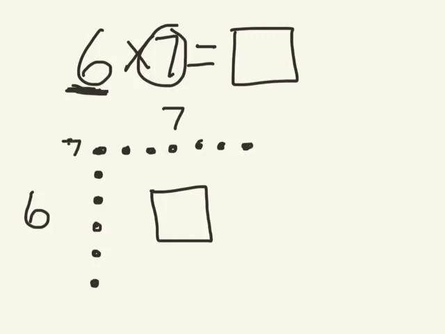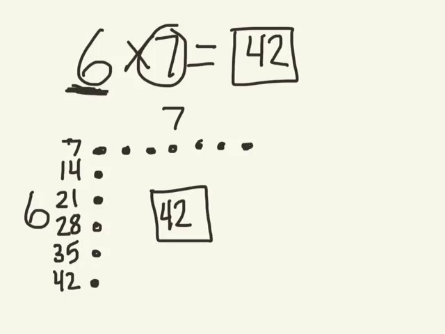7, 14, 21, 28, 35, 42. We have 42 dots if we fill out all of the rows and columns in our array, and 6 times 7 equals 42.